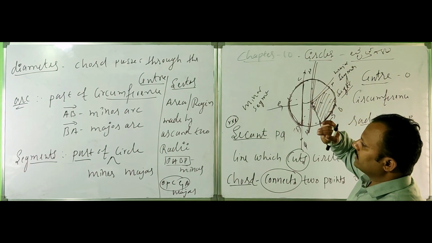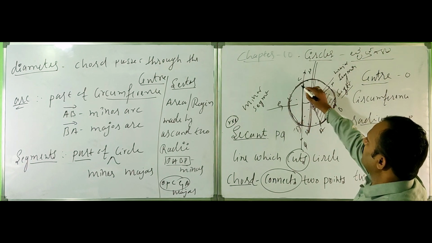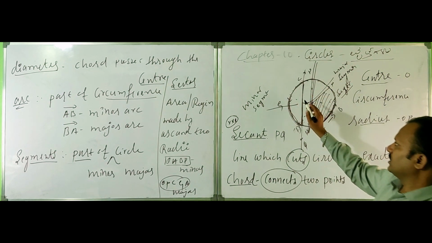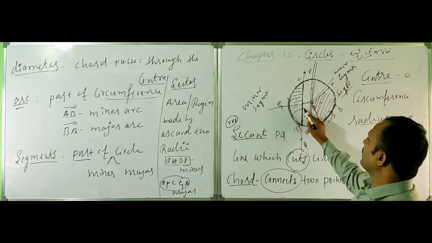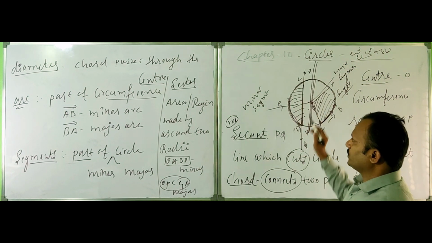Again, chord and segment may get confused. Segment is this one, okay? This one without radius. This portion of the circle, this is the segment. If it moves, the segment is this portion.